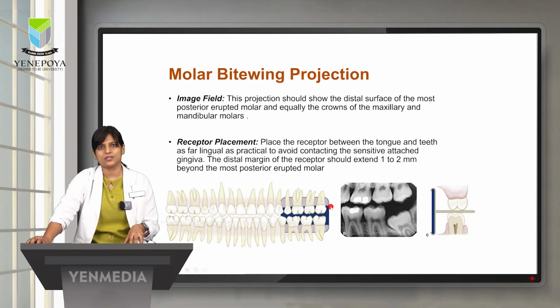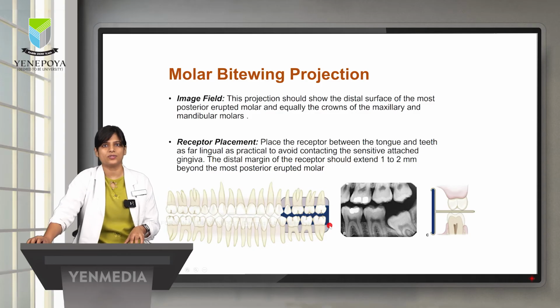One way you can do is, the distal aspect of the film should extend 1 to 2 mm beyond the erupted posterior molar. So, you can see over here the film, there is a clear distance from the posterior aspect of the film and the posterior aspect of the tooth. There is a distance between 1 to 2 mm. When we do this, automatically all the molars will appear on the image.